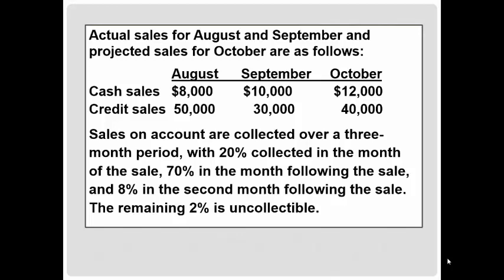Sales on account are collected over a 3-month period, with 20% collected in the month of the sale, 70% in the month following the sale, and 8% in the second month following the sale. The remaining 2% is uncollectible. So notice that this collection pattern only applies to the credit sales. Cash sales are collected in the month that the sale is made.